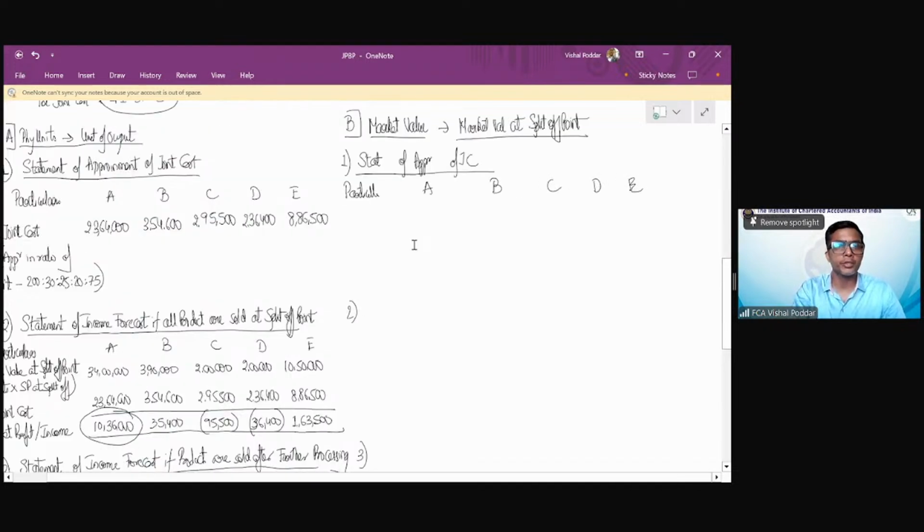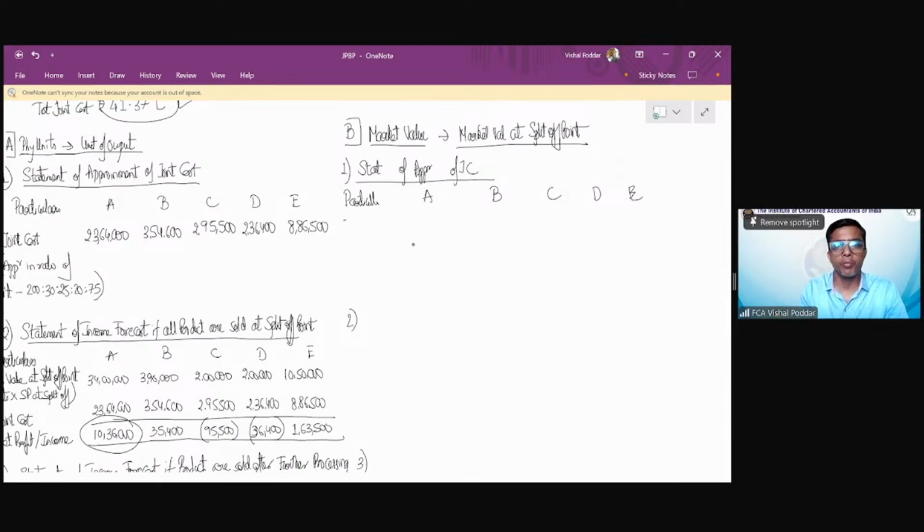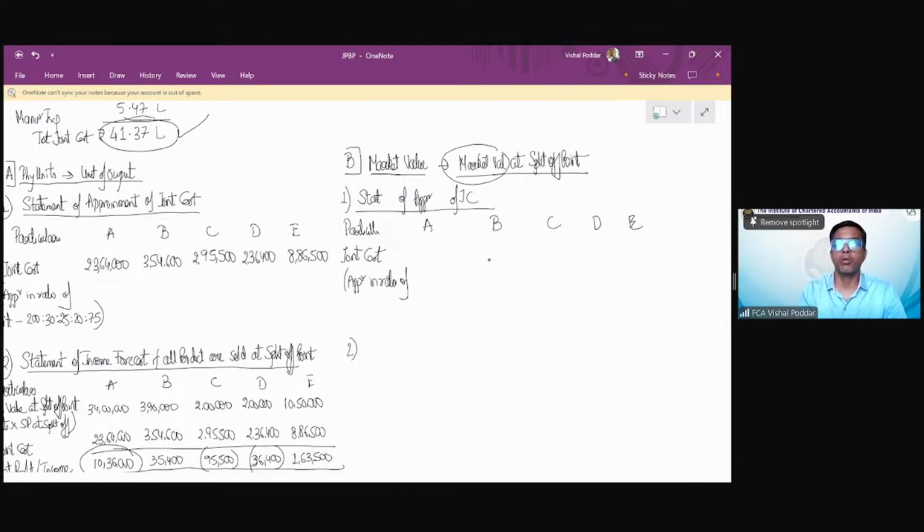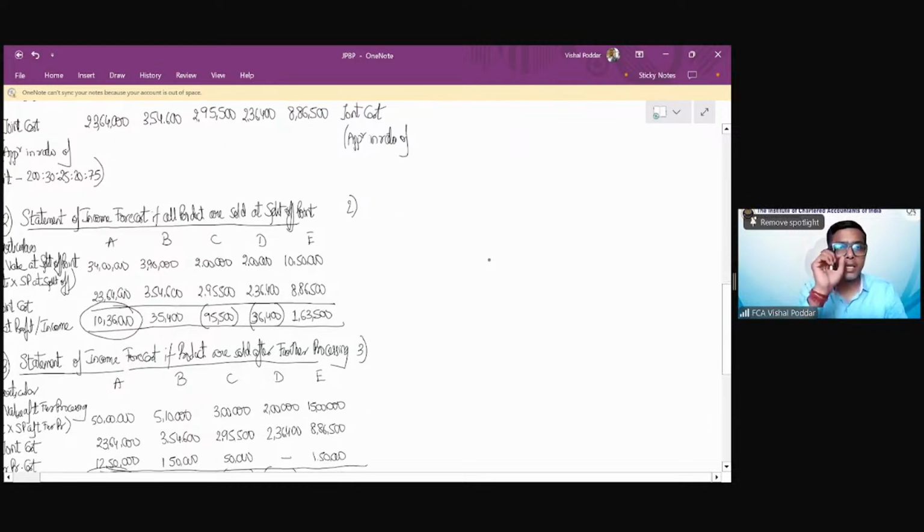Now, what will change is firstly, the joint cost that I have to apportion will be apportioned in ratio of. Now, what is the name of the method? The name of the method is the ratio is market value at split off point. In simple words, you have to take the sales value at split off point as the ratio. Now, that is what you already have. See, this is your sales value at split off point. Now, this value becomes my ratio.